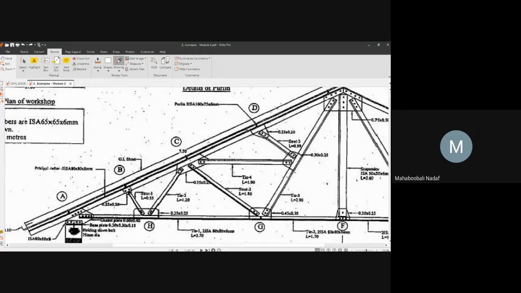So in this one, above the principal rafter, you have purlins. Where are the purlins? Can you see this purlin marking? Yes. In the purlin marking, also 2 ISA. Some members are only 1 ISA. Some members are 2 ISA.